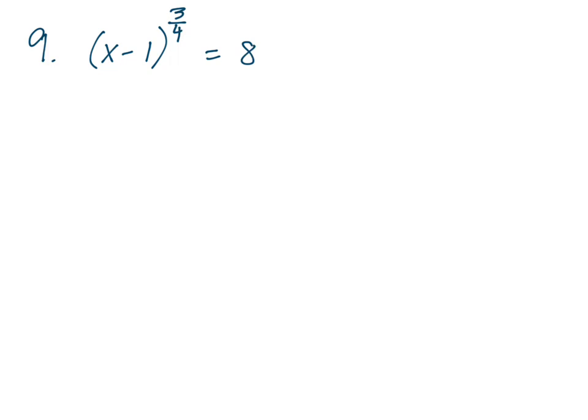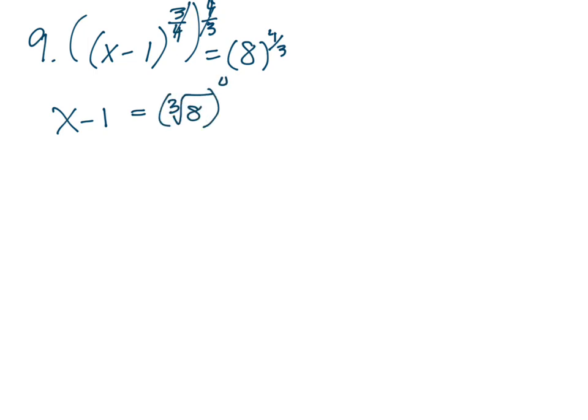Okay. So how do I handle the exponent? Raise it to the 4/3 power on both sides. So we're going to raise 8 to the 4/3 power. So we have x minus 1 equal to, and that's how we get rid of both powers, we could do the cubed root of 8 to the 4th. You could go ahead and simplify on the right side.